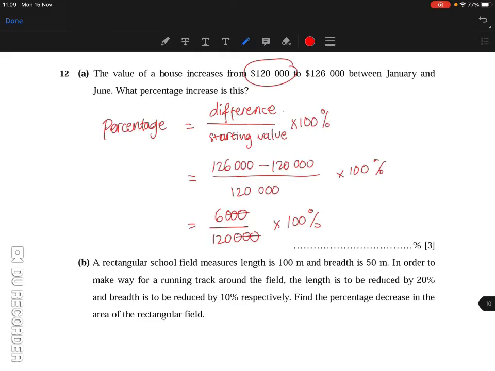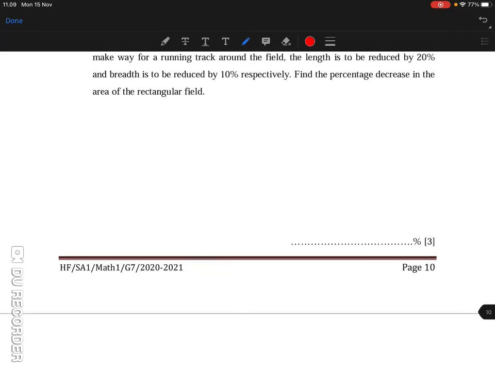I'm going to cancel this 6 and 120. Divide them by 6, for both numbers. You have 1 and 20. So we will have 1 over 20, multiply it with 100%. So it is going to be 5%. You only need to multiply this. 1 multiplied by 100, it is 100. Divide by 20, it is 5%. Finish. Move on to number B.